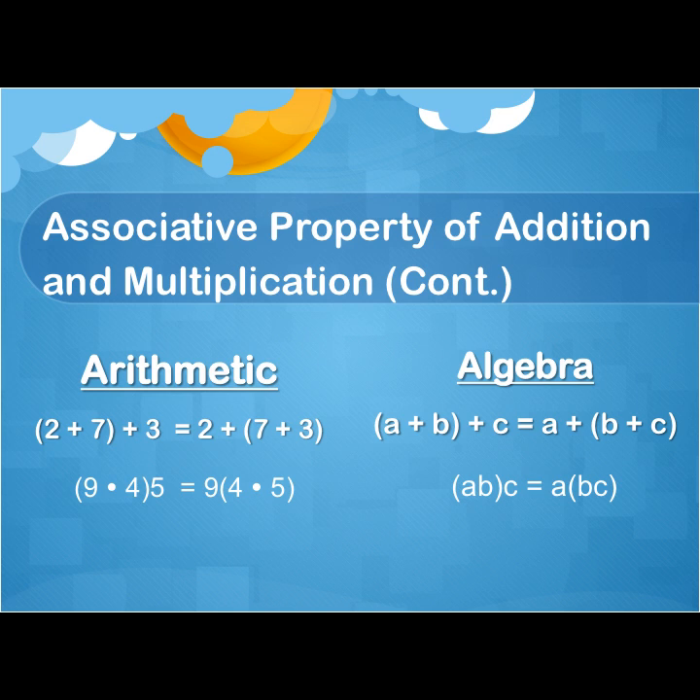Again, the same is true in an algebraic equation. a plus b plus c can be written as (a plus b) plus c, or a plus (b plus c). Again, we can apply this to multiplication as well. Therefore, (9 times 4) times 5 is the same as 9 times (4 times 5). Just as (a times b) times c can be rewritten as a times (b times c).